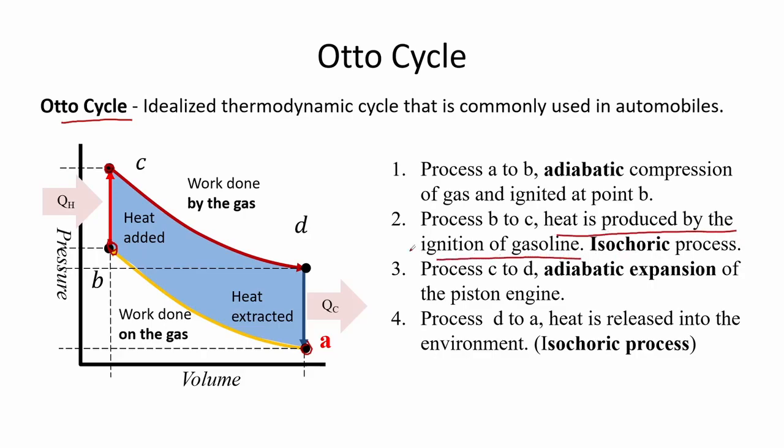Then at process B to C, heat is produced by the ignition of gasoline in an isochoric process, or constant volume. After that it proceeds to process C to D, which is again an adiabatic process but for expansion of the piston engine. Then finally it goes to process D to A, where heat is released into the environment in an isochoric process.